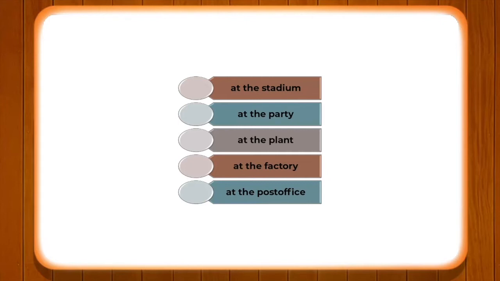If the question is где работает ваш друг? Мой друг работает на почте, на фабрике, на заводе. So accordingly, you have to use this construction with the preposition на. Okay, now let's go ahead and pay attention to the rest of the words.